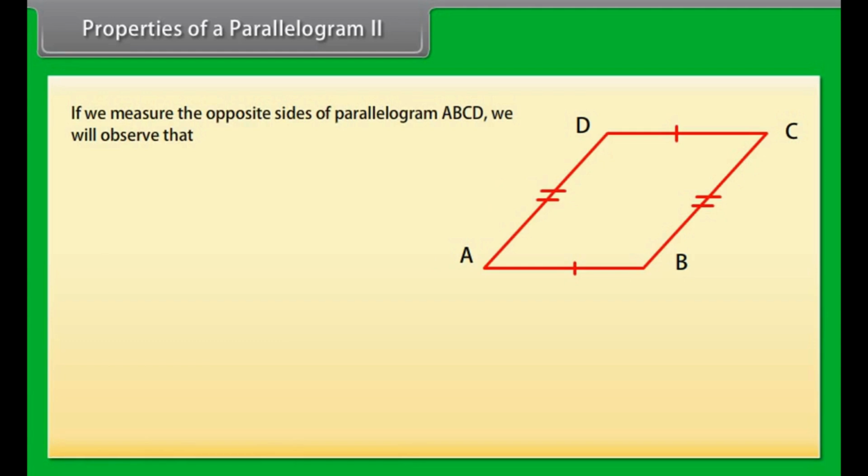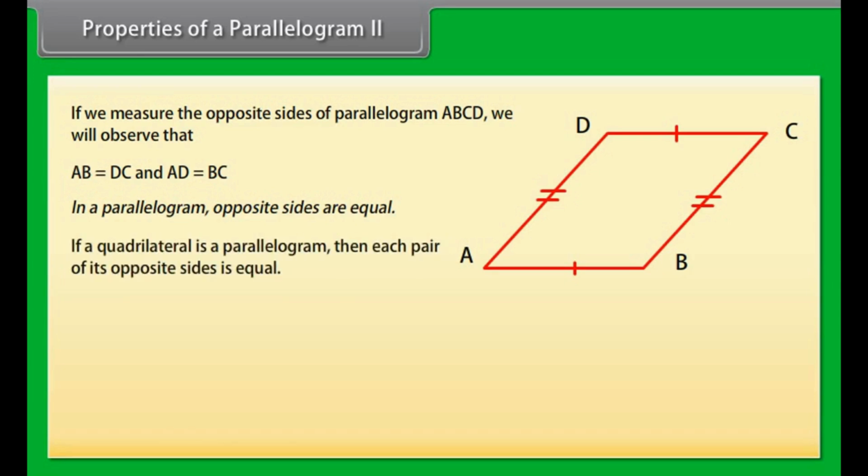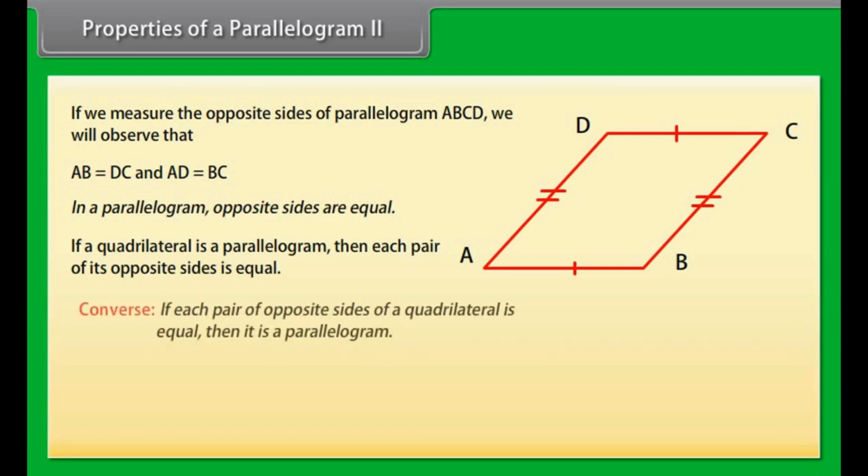If we measure the opposite sides of a parallelogram ABCD, we will observe that AB is equal to DC and AD is equal to BC, which is another property of a parallelogram. It says that in a parallelogram, opposite sides are equal. This theorem can also be stated as: if a quadrilateral is a parallelogram, then each pair of its opposite sides is equal. The converse of this theorem results in another property. This says that if each pair of opposite sides of a quadrilateral is equal, then it is a parallelogram.